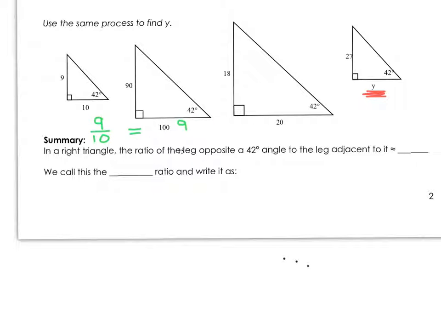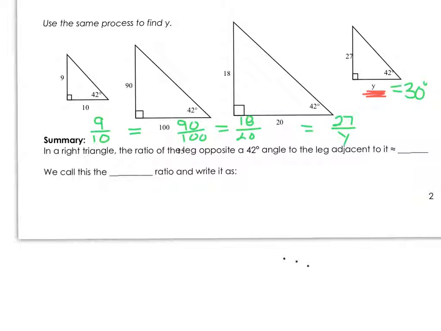Hopefully you were able to notice that 9 to 10 is equal to 90 to 100, which is the same as 18 to 20, and all of those are going to be the same as 27 to y. Maybe you cross-multiplied, maybe you did all sorts of stuff, but hopefully you got that y is 30. All of these ratios are going to be equal to one another.